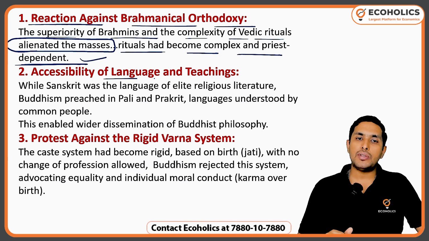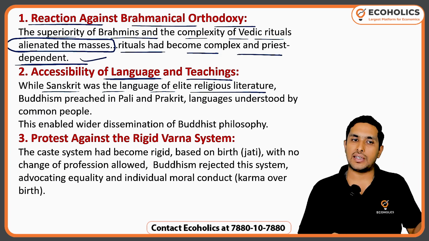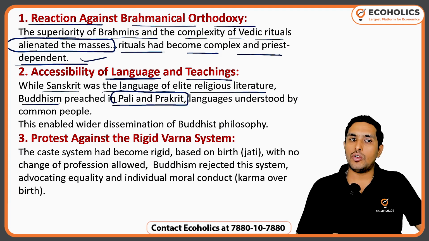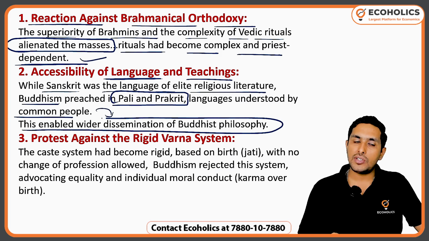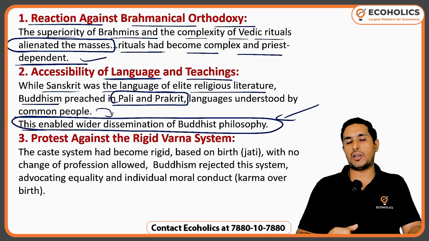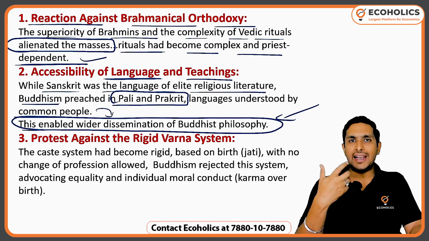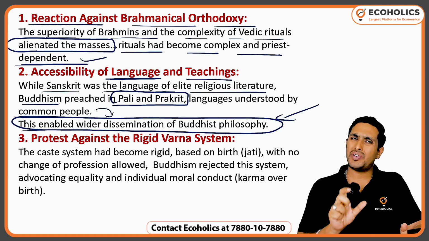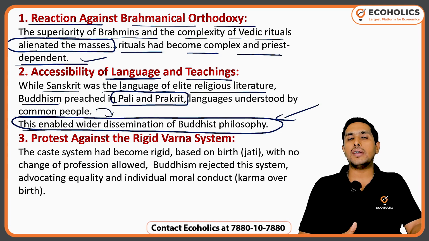Second is about the language and the teaching. Sanskrit was the language of the elite, and all the religious literature like the Vedas was in Sanskrit. But Buddhism preached in the language of the masses, like Pali and Prakrit. So they were understood by common people, and hence Buddhist philosophy reached them very easily. Here you can give an example if you want, like the three Pitakas: Sutta Pitaka, Vinaya Pitaka, Abhidhamma Pitaka. The main Buddhist literature was composed in the language of the masses, that is Pali.